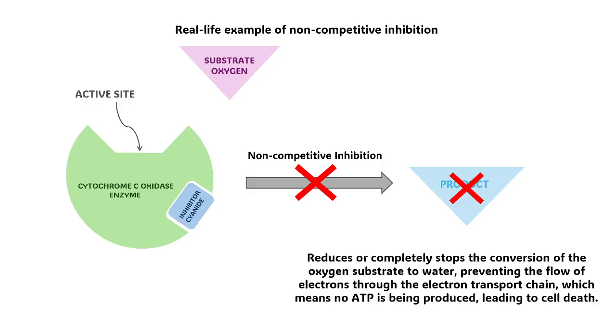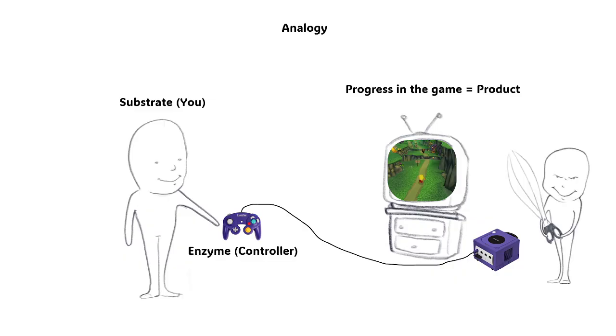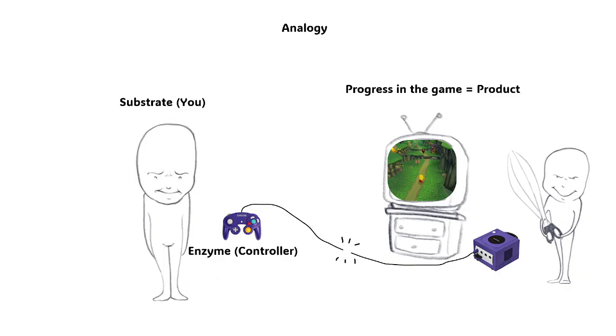To better understand how non-competitive inhibition works, let's continue with our video game analogy. You are still the substrate, and the controller is the enzyme. Just like before, you are still trying to make progress in the game, just like the substrate creating product with an enzyme. But this time, your sibling doesn't compete with you for the controller. Instead, while you're trying to make progress in the game, they go to the console and cut the wire.